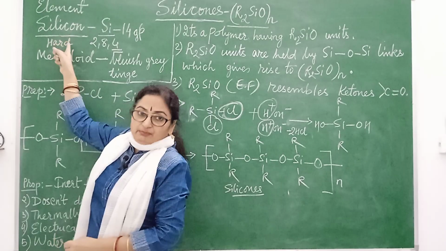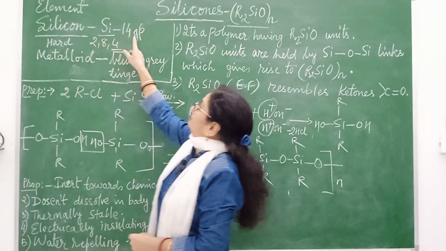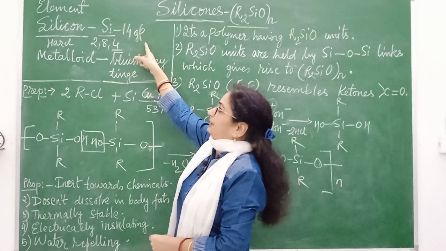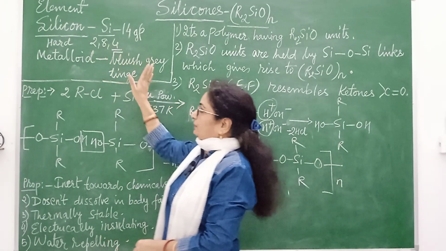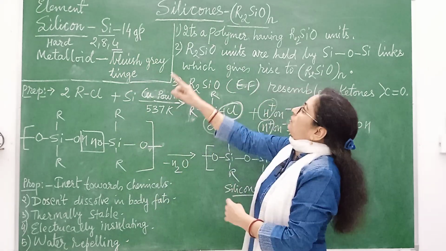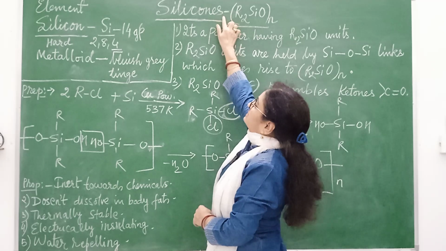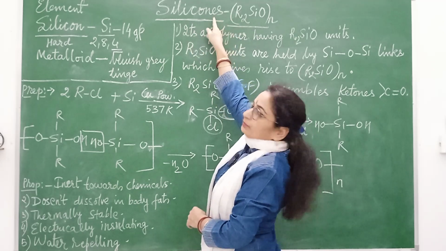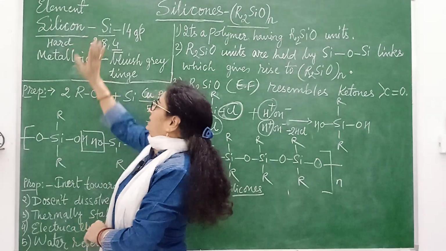Silicon is an element. We all know its symbol is Si. It belongs to the 14th group of the periodic table and its electronic configuration is 2,8,4. Now let's compare silicon with silicones. See, there is a difference of only two letters. In silicones, we have to write "es", and in silicon, there is no "es".